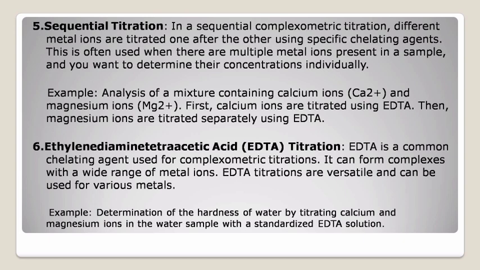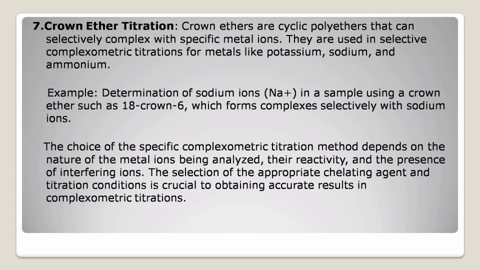Example, determination of the hardness of water by titrating calcium and magnesium ions in the water sample with a standardized EDTA solution. Seventh, crown ether titration. Crown ethers are cyclic polyethers that can selectively complex with specific metal ions. They are used in selective complexometric titrations for metals like potassium, sodium, and ammonium. Example, determination of sodium ions, Na+, in a sample using a crown ether such as 18-crown-6, which forms complexes selectively with sodium ions.